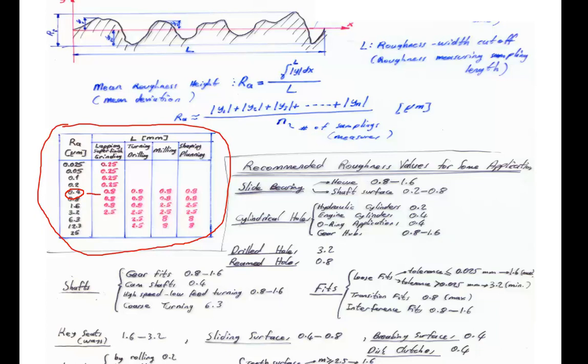But here there is a problem. Our purpose is to measure the roughness size. To be able to perform the experiment, we should know the roughness width cutoff value. From the table, select the roughness width cutoff value, but it uses the roughness value. We don't know the roughness of the surface yet. How do we select the sampling length? That is the question.